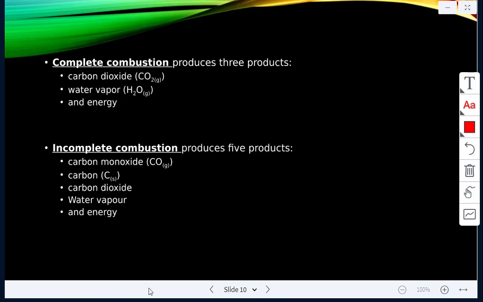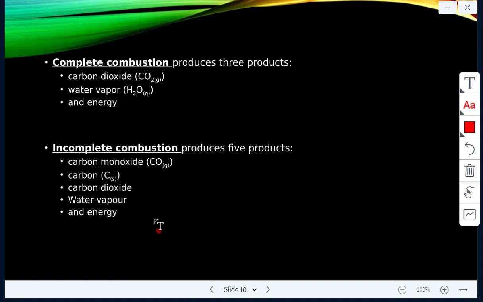And that will produce 5 products. So we're looking at incomplete combustion: carbon monoxide, carbon, carbon dioxide, water vapor, and energy. So those are 5 products that are produced in an incomplete combustion reaction. During a complete combustion reaction, there's only 3 products. It's carbon dioxide, water vapor, and energy.